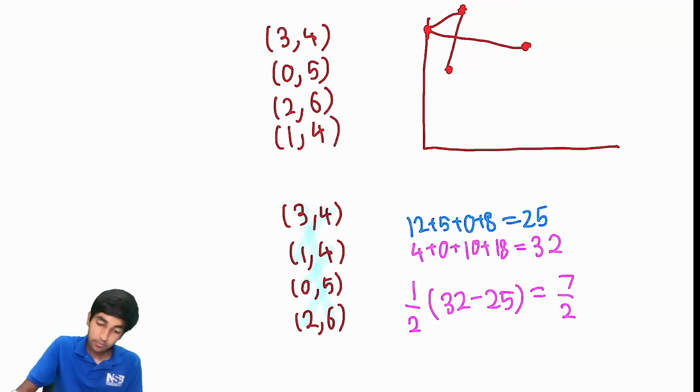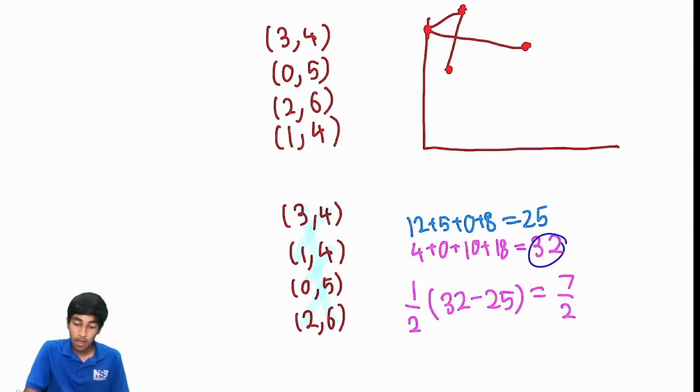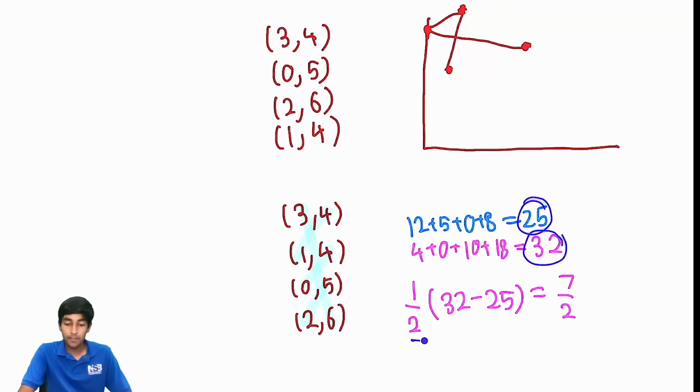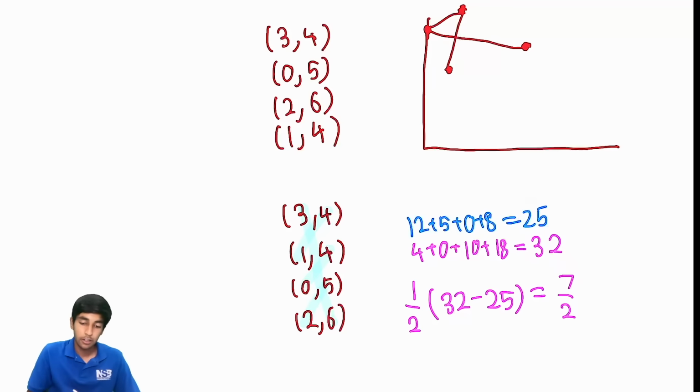7/2. We do half of the difference between these two values. And it doesn't matter which order, right? We just take the absolute value of their difference and then divide by 2. This is our area. Pretty neat trick.